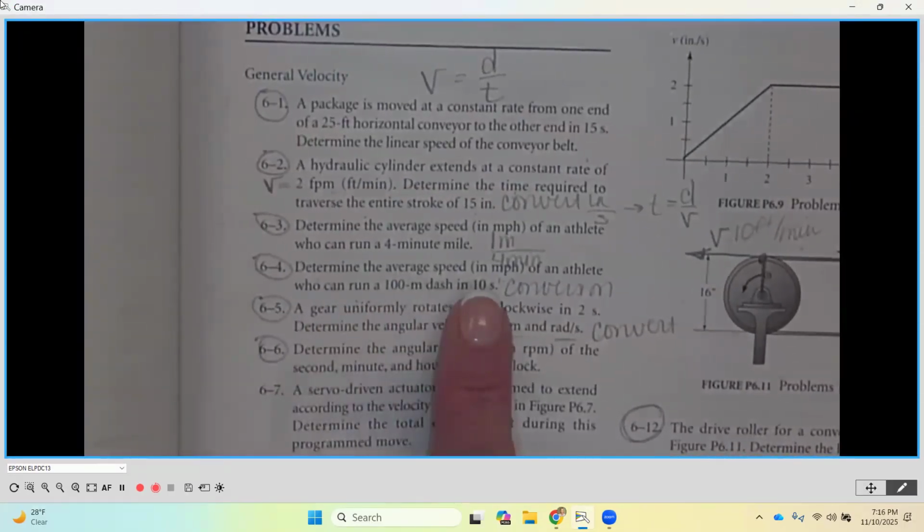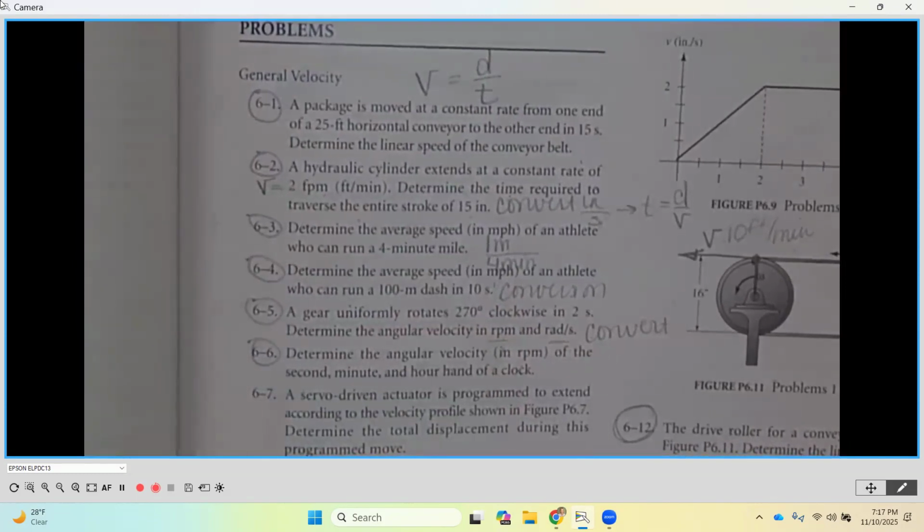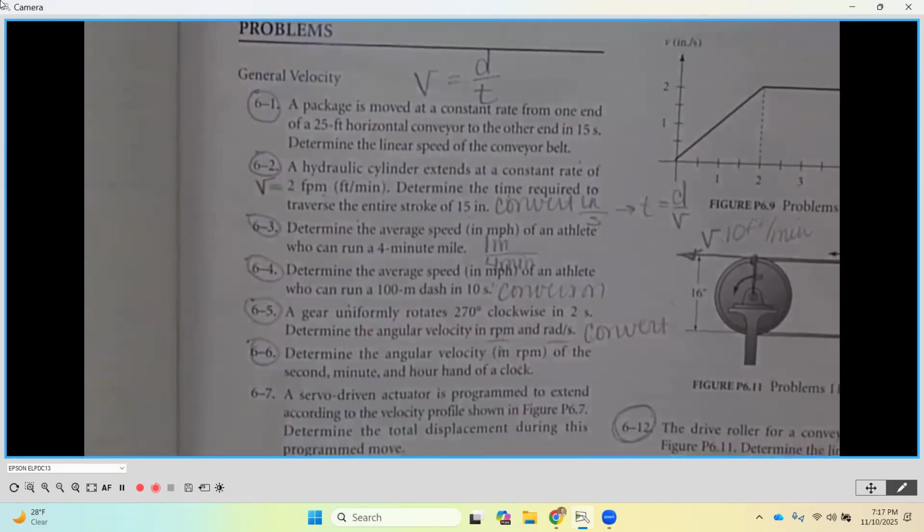Next one is determine the average speed in miles per hour of an athlete who runs a 100-meter dash in 10 seconds. Now you've got a little bit of conversion. So we've got to get miles per hour from 100 meters per 10 seconds. So there's a crossover from metric to English in the distance.